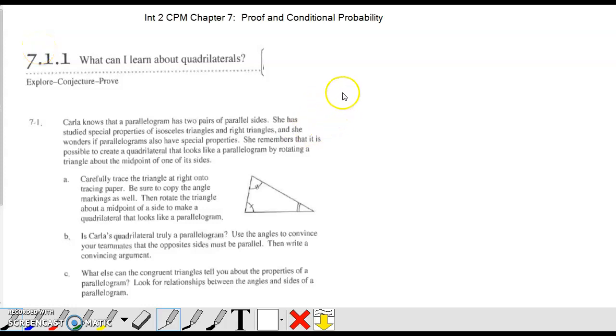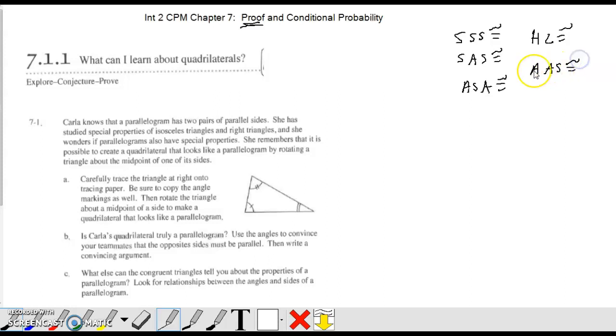Okay, so we're going to be starting a new chapter, chapter 7, and it's all about proof and conditional probability. So what we're going to be talking about is proofs, right? And we've already talked about proofs before when we were trying to prove that triangles were the same by using side, side, side congruency, or side, angle, side congruency, angle, side, angle. So remember we made these lovely flow charts with one of these 5 different congruency statements. Okay, so we're going to explore some more proofs.